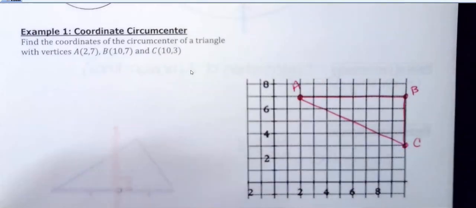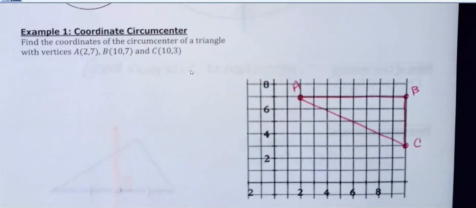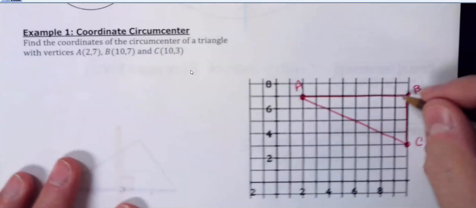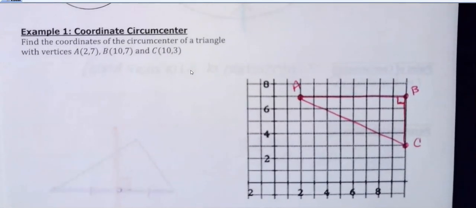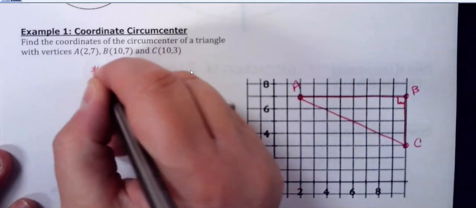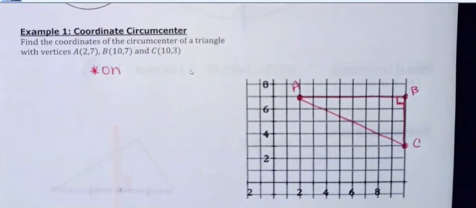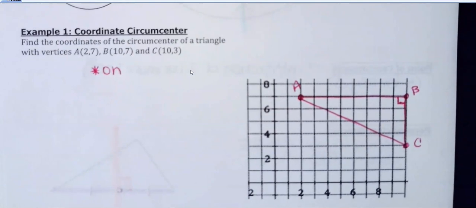Okay. Now, hopefully you can tell, AB and BC, one's a vertical line, one's a horizontal line, so those intersect, and this would be a right angle here. So it's going to ask you to find the circumcenter. Because that's a right triangle, I know the circumcenter should actually be on this triangle when I draw this.